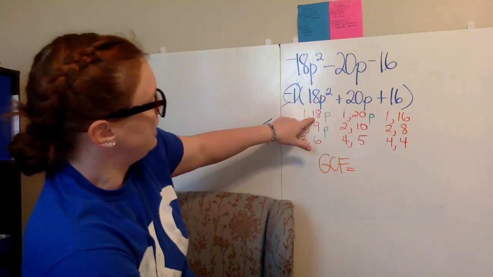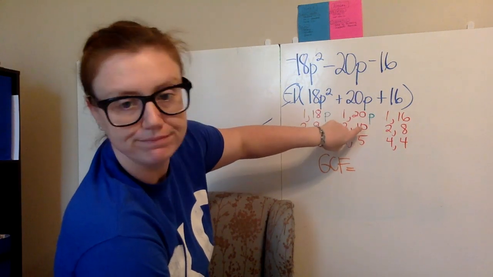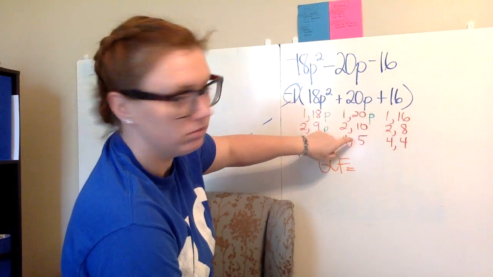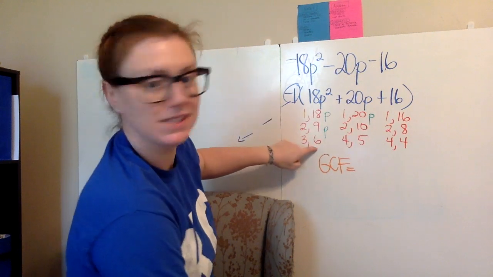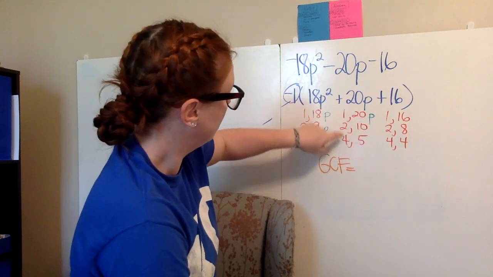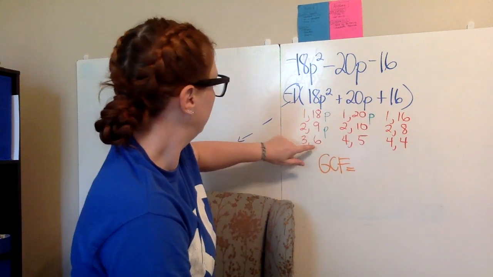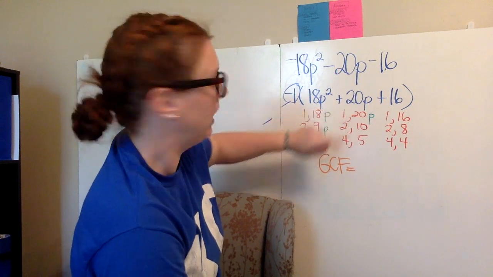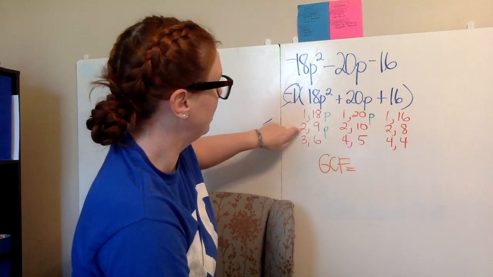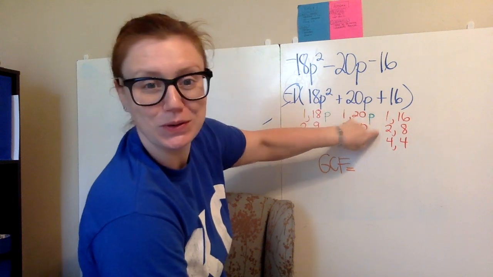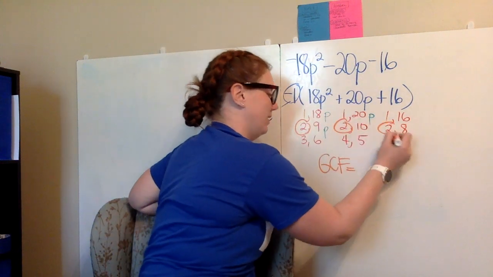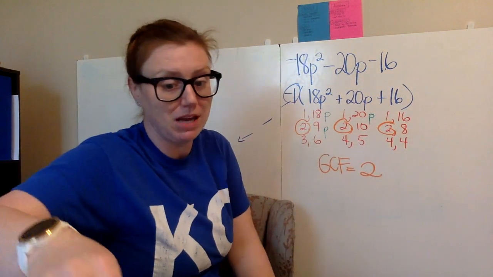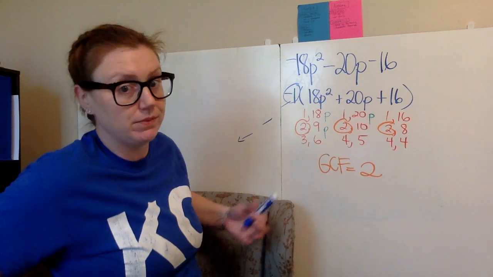The biggest number over here is 18. Did they share an 18? Nope. Biggest number is 9. Nope. 6. Nope. 3. Nope. 2. The greatest common factor is just regular old 2. Sometimes it's just a number. Sometimes it's just a variable. Sometimes it's variables and numbers.